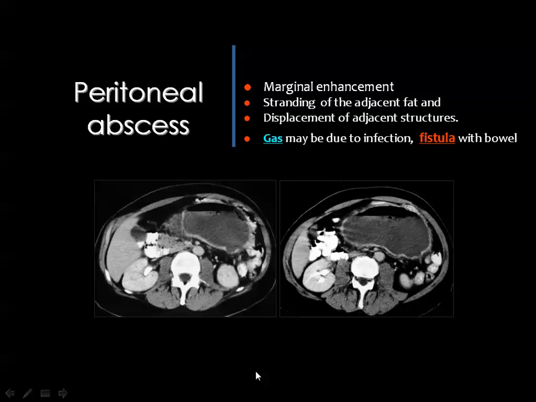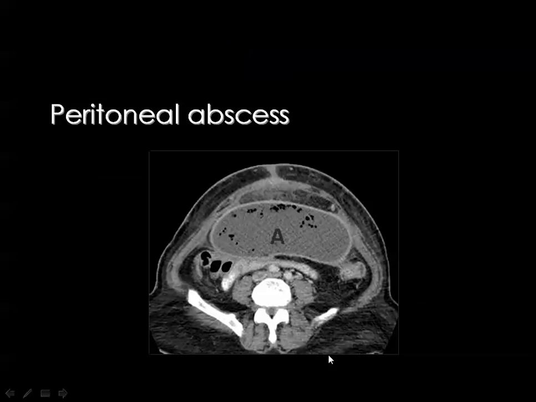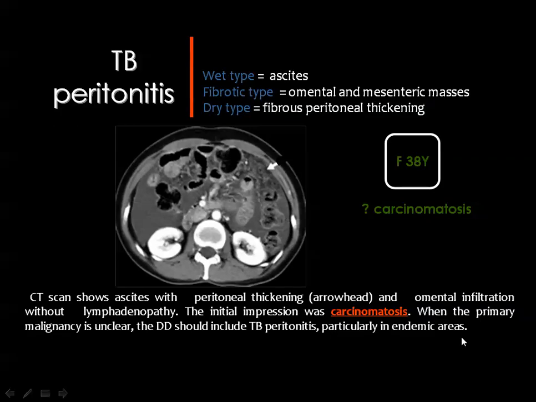And air can occur within the abscess either due to infection with a gas forming organism or communication between the abscess and the bowel. And this is also an intraperitoneal abscess. You see the thickened, enhanced wall of the abscess cavity and the air loculi inside the lesion.